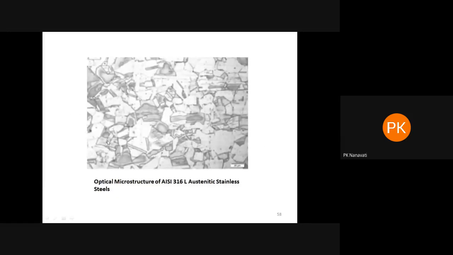Okay, so here you see the microstructure of austenitic stainless steel. You see austenite grains where you have some bends, and most of the austenitic grain structure is very typical to identify using optical microscopy. This is for the 316L austenitic stainless steel grade.